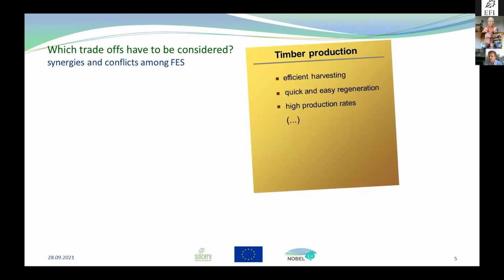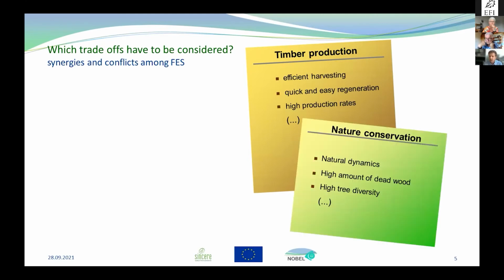When we consider these different sets of forest ecosystem services, we also have to think about trade-offs. We very often have synergies between different forest ecosystem services. When we think about timber production on the one hand, we would like to do efficient harvesting, with low harvesting costs, quick and easy regeneration, and high production rates from the forest owner perspective. On the other hand, we focus maybe on nature conservation, where we have a high interest in deadwood, natural dynamics, and high tree species diversity. So we could see that these different interests on these two services are very much conflicting.